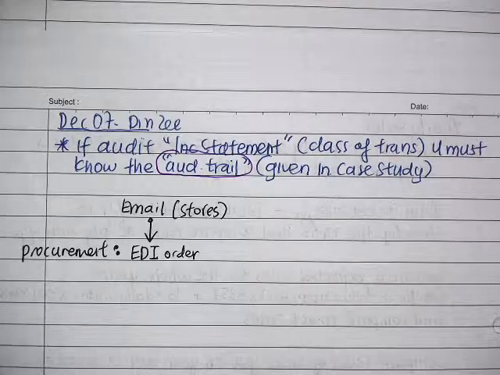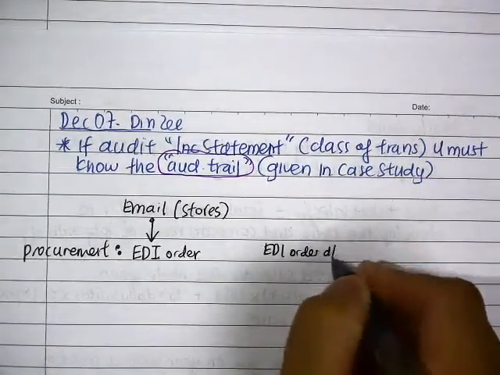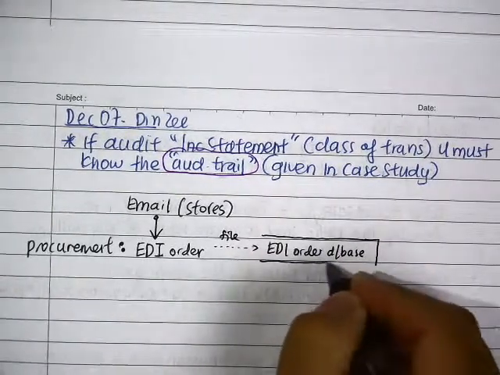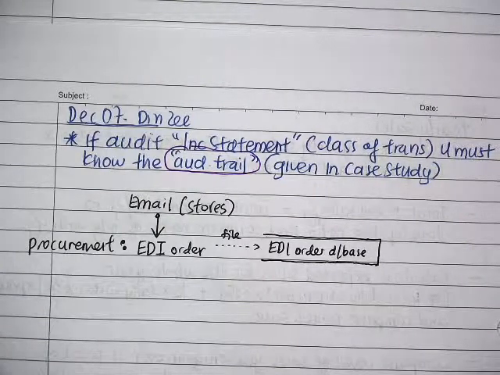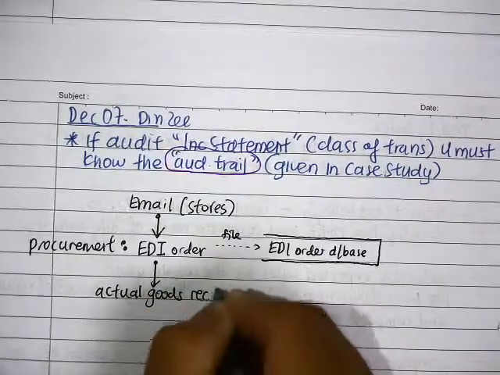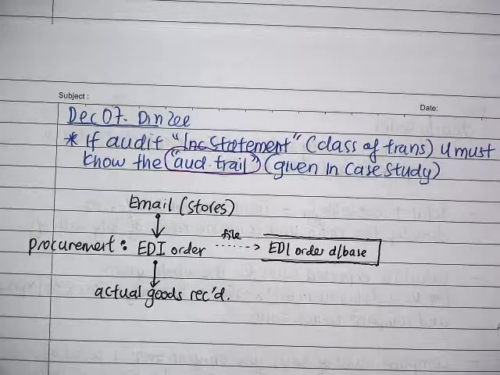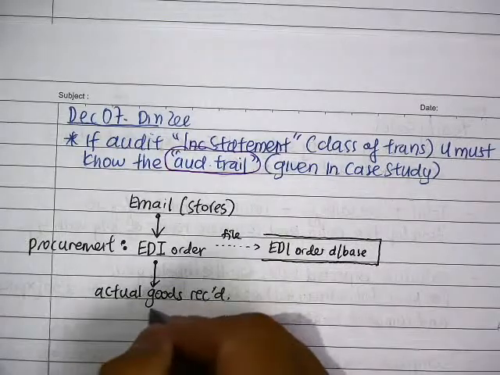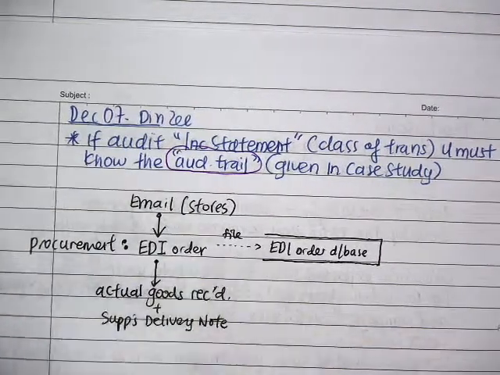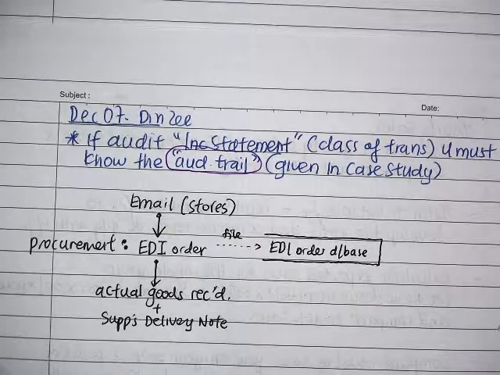So this EDI order is filed in the order database. So now there's an EDI order database, a record that you file inside the database. The order is then emailed to the supplier. What will happen next? The actual goods will be delivered to you, correct? So after the order, the actual goods are being received, together with what? Together with the supplier's delivery note. The actual goods are being received with the supplier's delivery note.